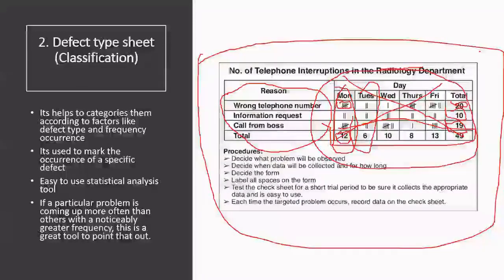Because it shows the frequency, it is easy to understand. You use it for statistical tools because they have already given the frequency of the problem. Then based on that, you can go for further analysis. That's why here for wrong telephone numbers 20 times, information request 10 times, call from bosses 19. Like here you can see disturbance interruptions for the telephone conversations.